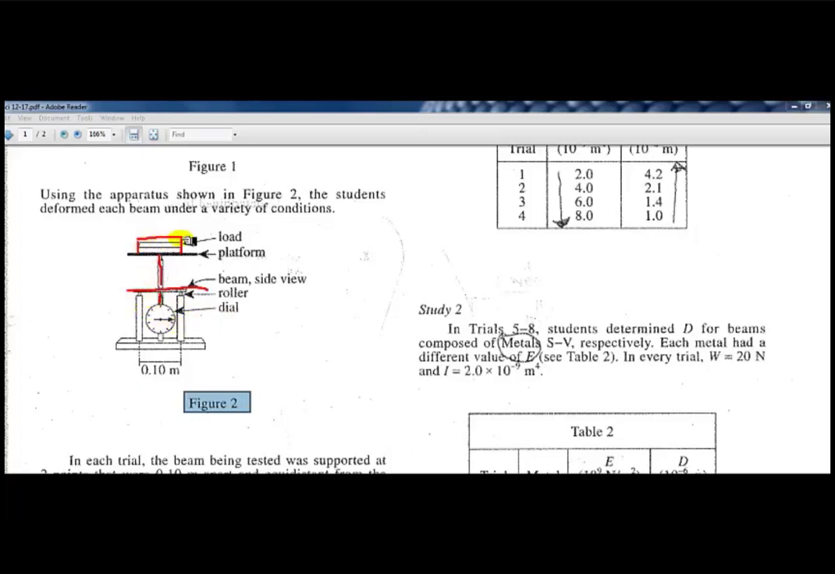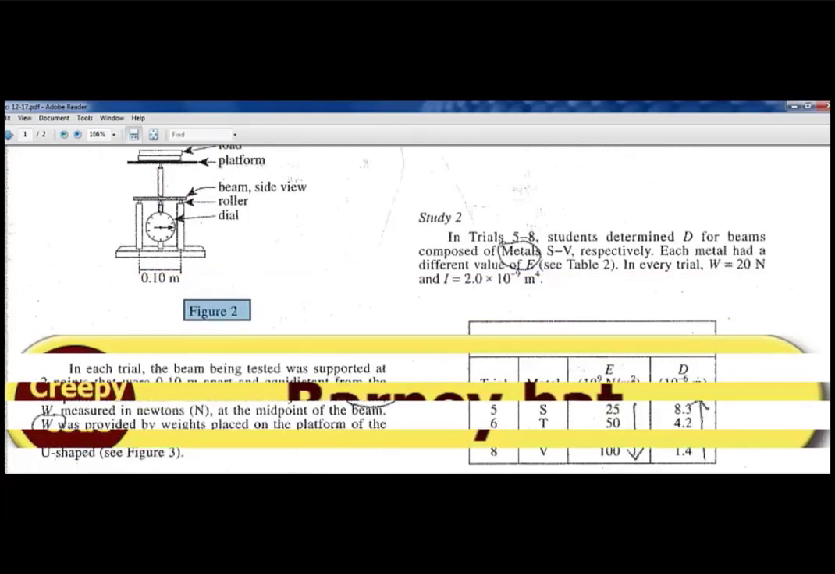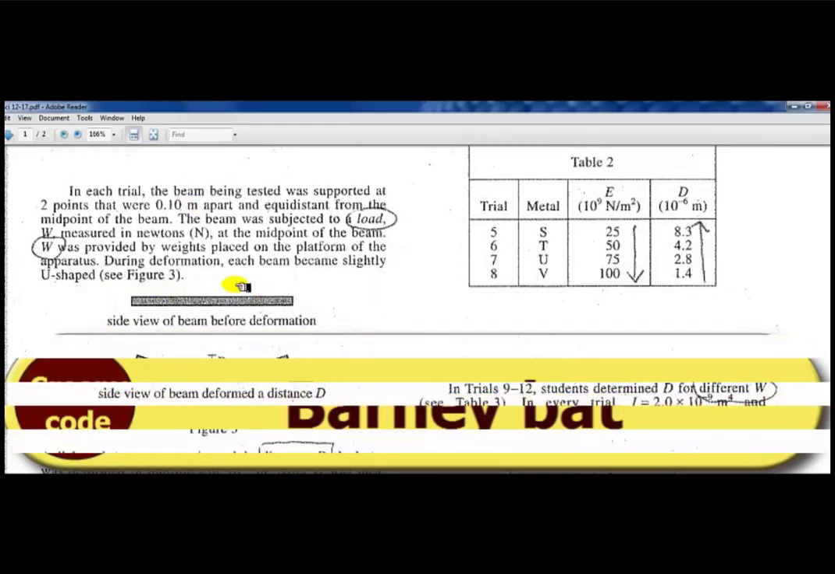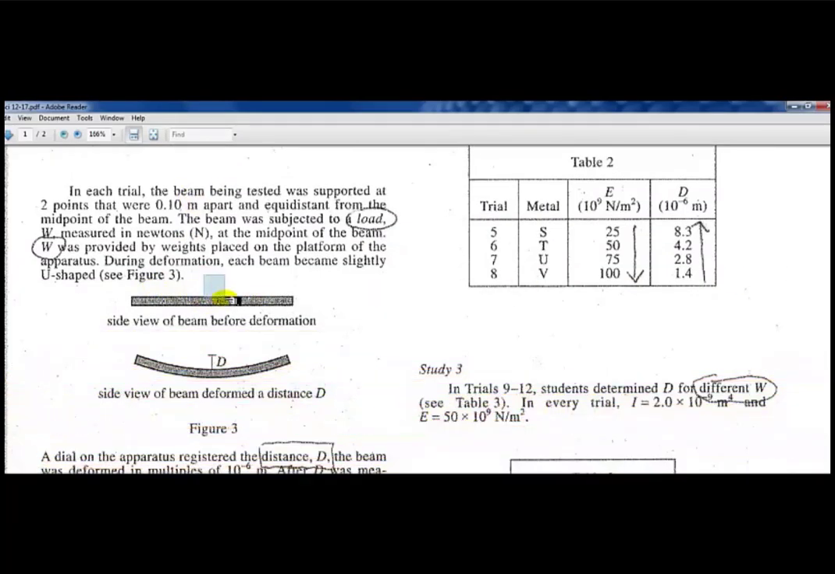So when you put weight on a beam, you'll notice that the beam is going to be deformed like this. If you look, you can see that down below in Figure 3. It even shows you that. Here's the side of the beam. The weight would be right here in the middle, and the beam is going to be deformed once you put the workload on there.